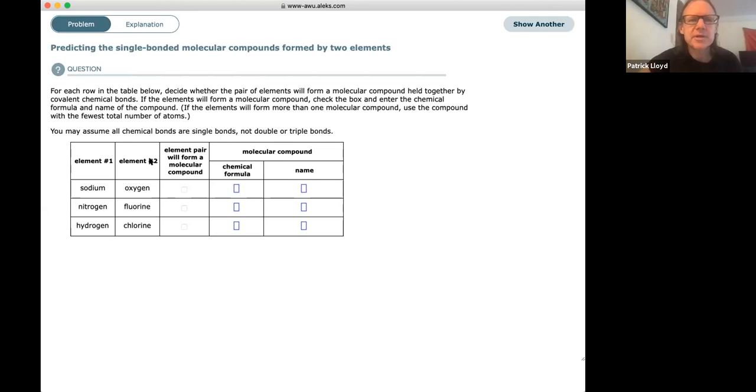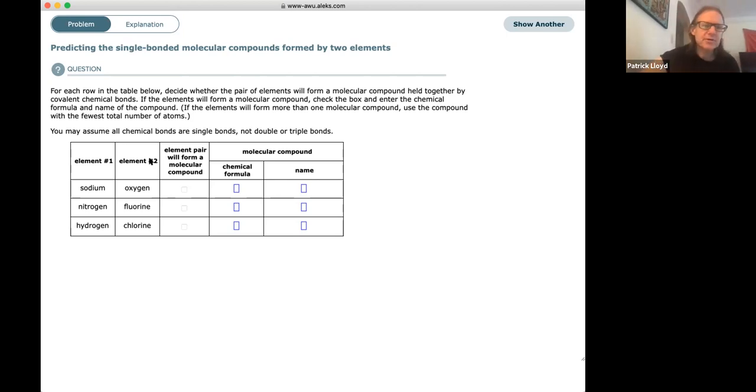Predicting the single bonded molecular compounds formed by two elements. For each row in the table below, decide whether the pair of elements will form a molecular compound held together by covalent chemical bonds. If the elements will form a molecular compound, check the box and enter the chemical formula and name of the compound. If the elements will form more than one molecular compound, use the compound with the fewest total number of atoms. You may assume that all chemical bonds are single, not double or triple.